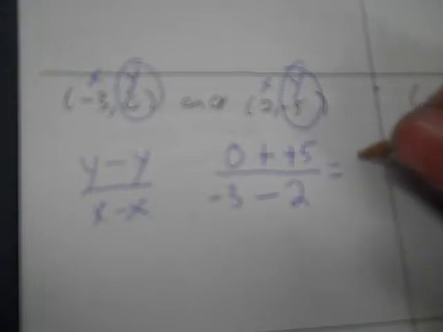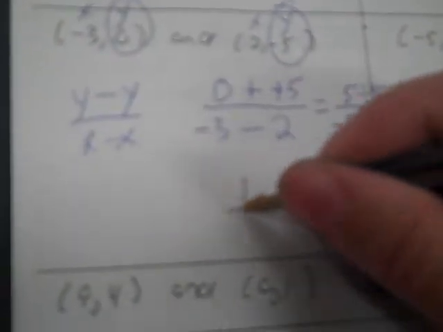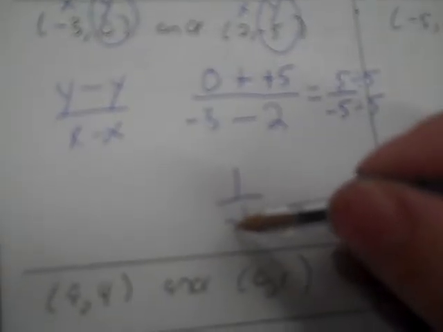So 0 plus 5 is 5. Negative 3 minus 2 is negative 5. Now, if I have the same number, they can both be divided by 5. And that gives me 1 over negative 1. Well, one thing I don't like, okay, I'm not a big fan of that negative on the bottom. If you have a negative on bottom, switch it to the top. So whenever I have a 1 on the bottom, it's just an integer. M equals negative 1.